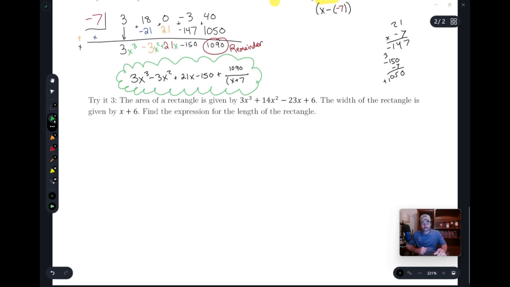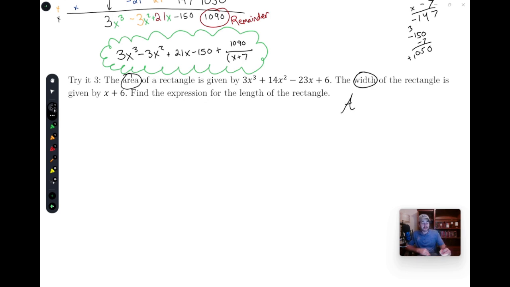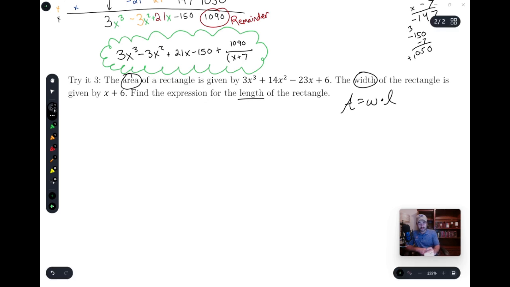All right, one more practice problem, just because it's a pretty important concept to do the synthetic division. So let's say they give us the area, they give us the width. We know in our brains that area equals width times length. And so if we want to find the length, we would just divide. The length is equal to the area divided by the width.